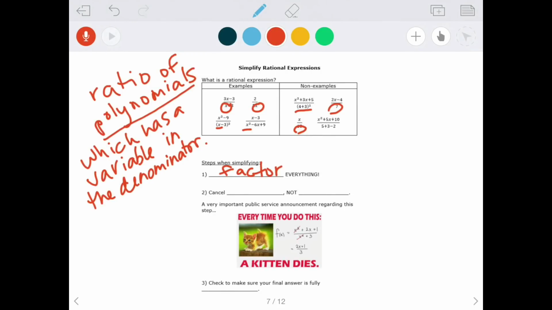Moving on, steps to simplify. What you want to make sure of is you are going to factor everything. That is step 1. Step 2, you are going to cancel factors, not terms. And we'll look at some examples to see what you should know about this. But remember, anytime you cancel a term, so in this example, they're canceling out x squared, those are not factors, those are terms. So a cute little kitty dies. So this poor little kitty just died if you did that. So don't kill kitties. They're awesome. Finally, step 3, you're going to check to make sure your answer is fully reduced.